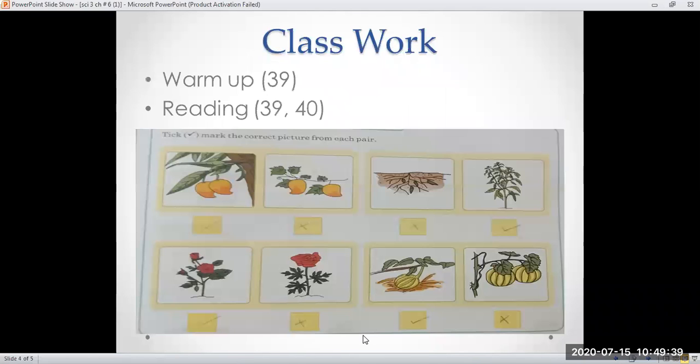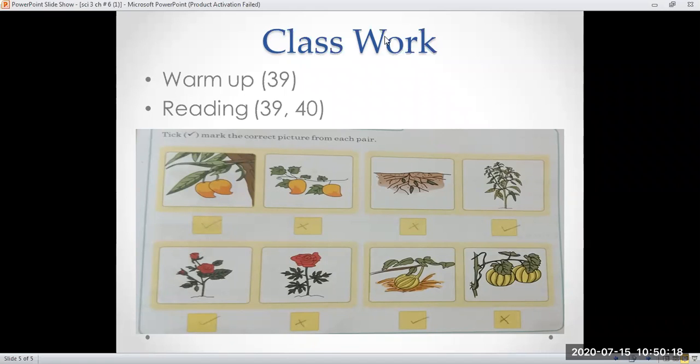Moving forward to your warm up, that is on page number 39. Take a pencil in your own hands, and you can see clearly that you have to take the correct picture of each pair. Each pair means you have to see how the plants will grow. First one, we can see these mangoes growing like this on a stem. So in these two pairs, the first pair is the correct one. You are going to make a tick on the first pair.